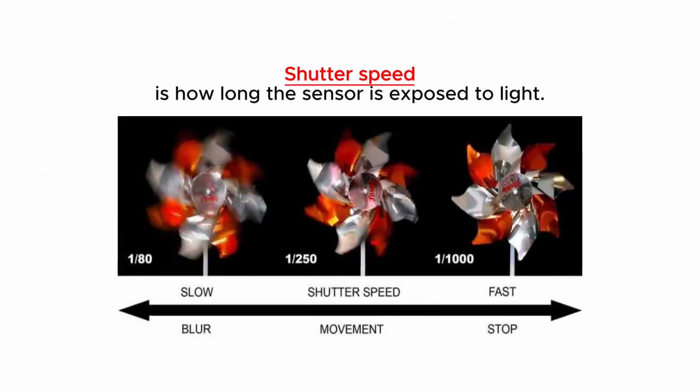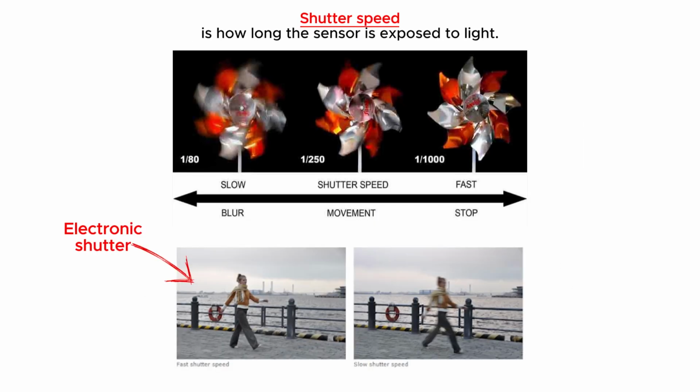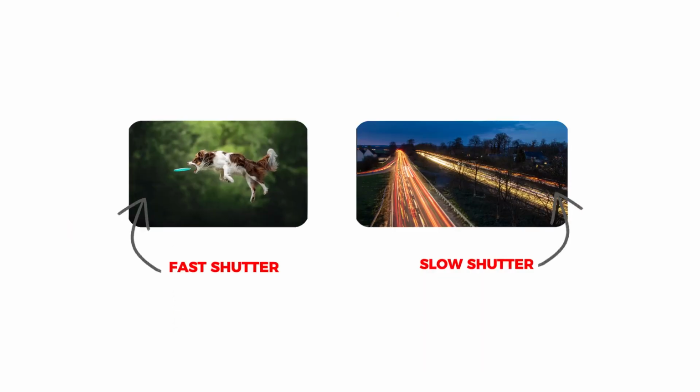Shutter. Shutter speed is how long the sensor is exposed to light. Faster speeds freeze motion. Slower speeds let in more light but can blur moving subjects. Most phones use electronic shutters, which can cause slight distortions in very fast motion. Use a fast shutter to freeze a running dog and a slower shutter for light trails.